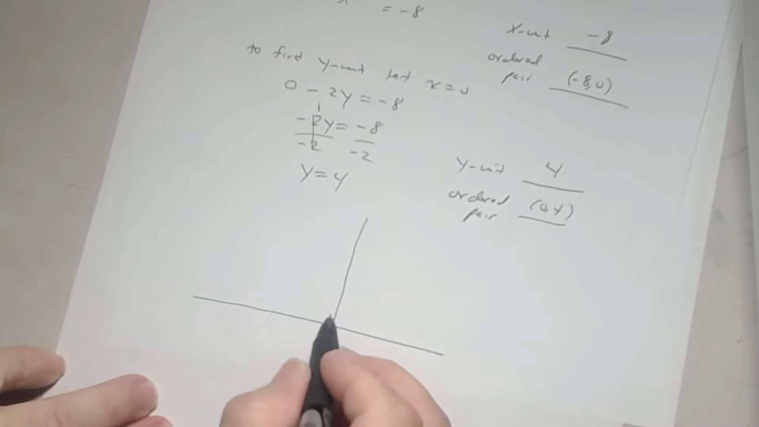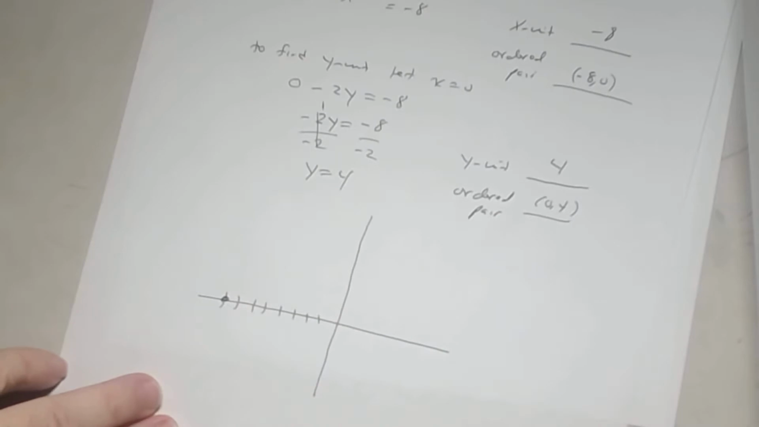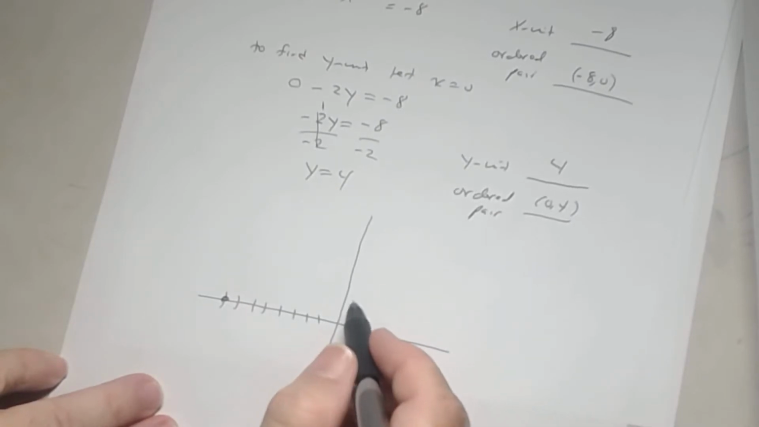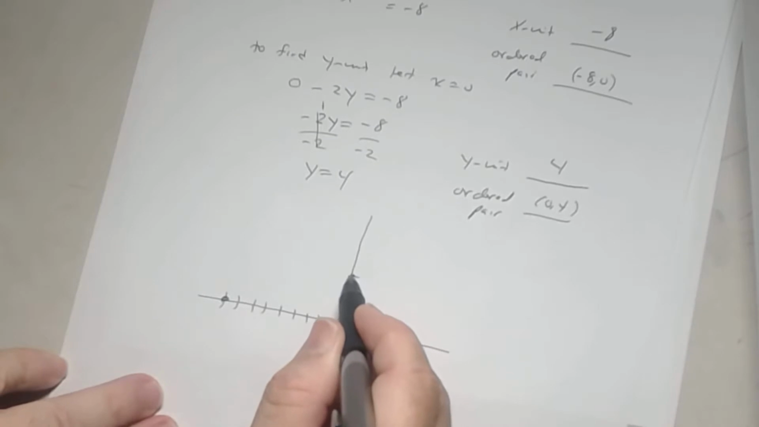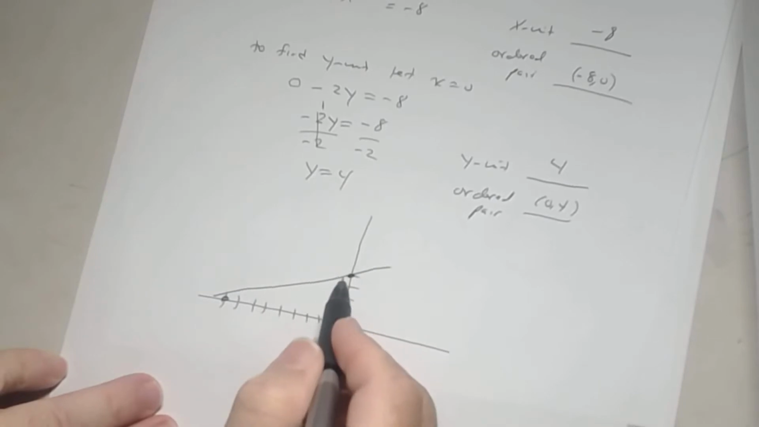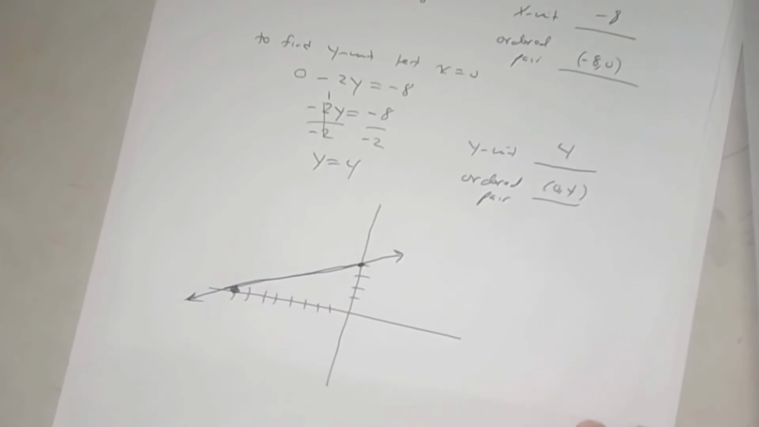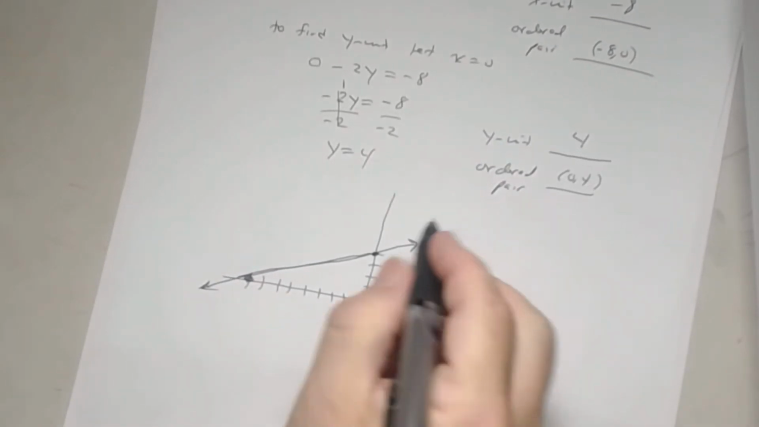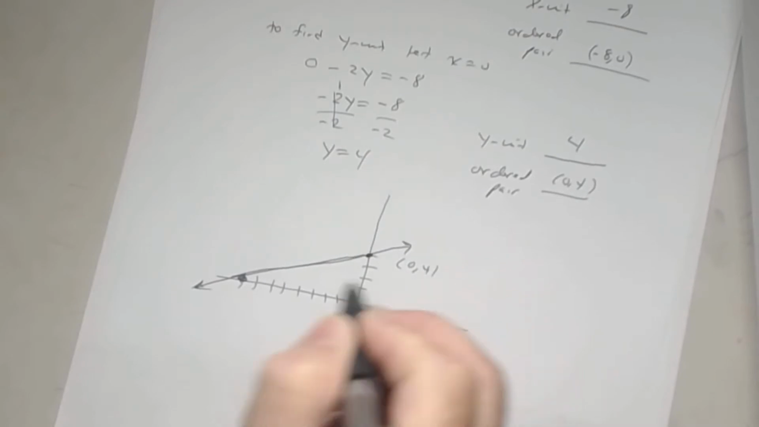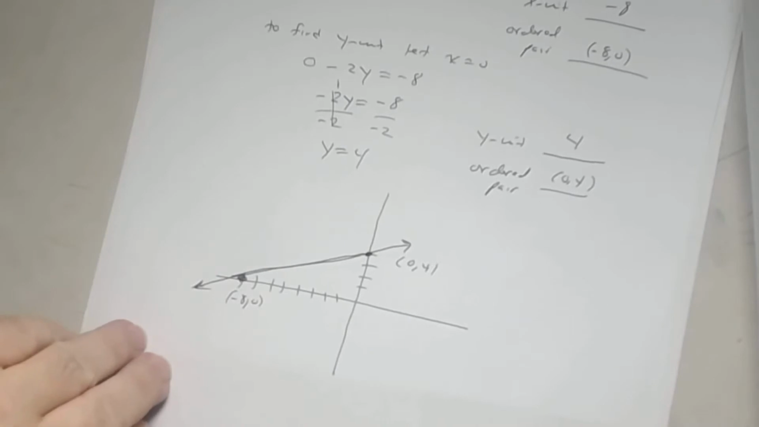Then you just plot those 2 points. So -8, 0 is here, and 0, 4 is here. And just draw your line. All right, I kind of missed it, but there's your graph. Don't forget the arrows. And if it says label the points, so 0, 4 and -8, 0.